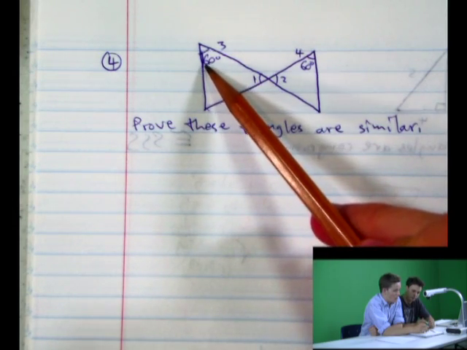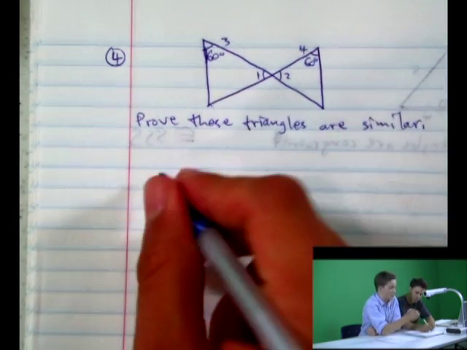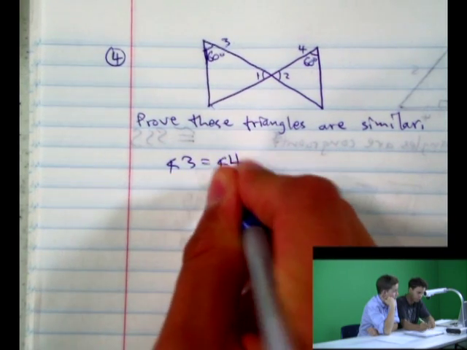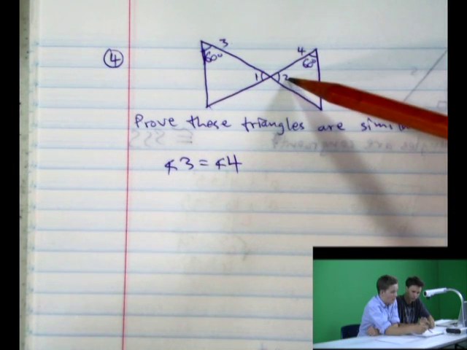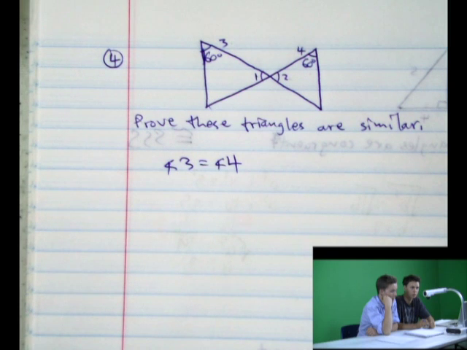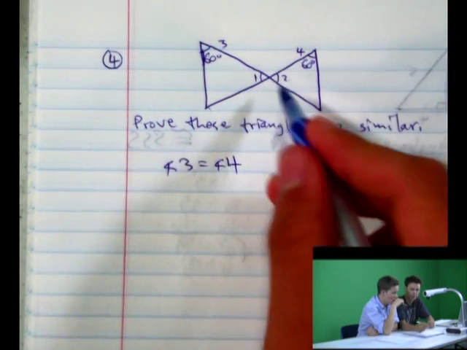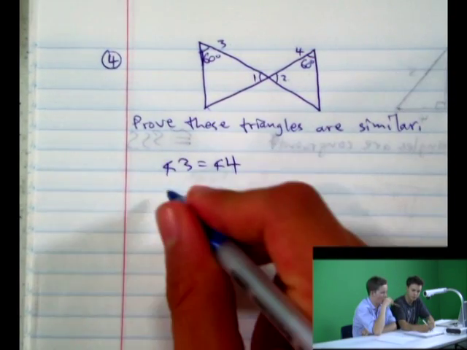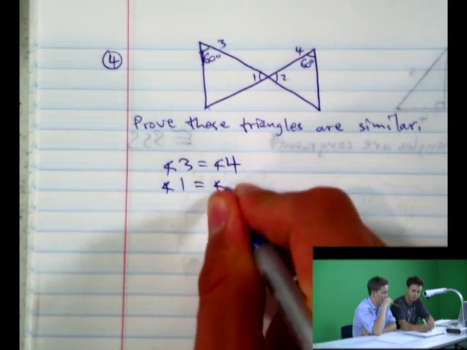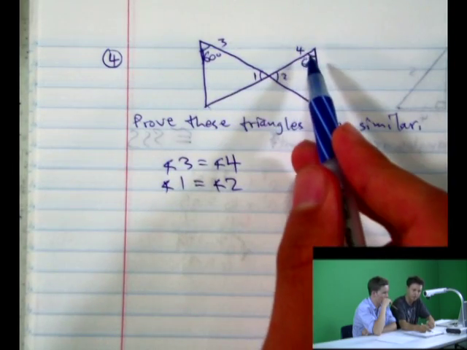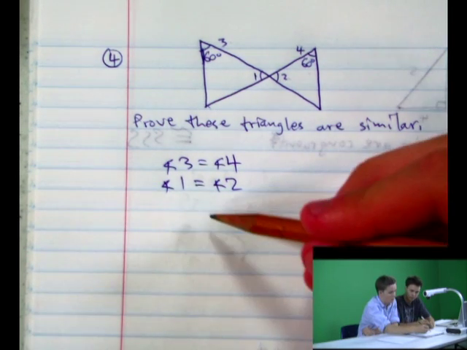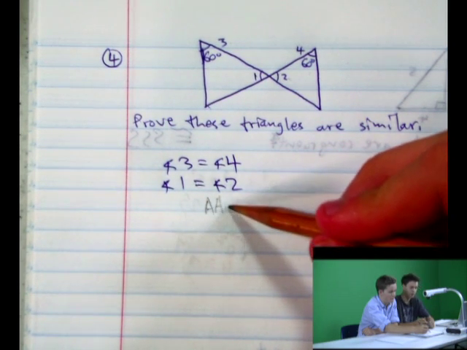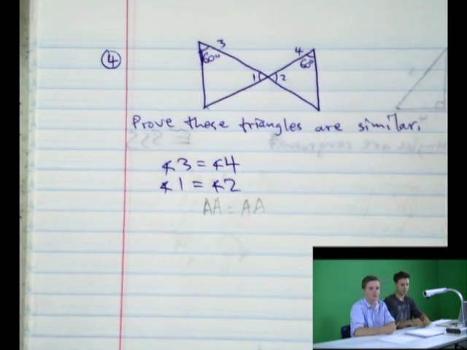Okay. Well, we already know angle 3 and 4 are equal to each other because they're both 60 degrees. And then angle 1 and angle 2, I think they're equal because they're opposite adjacent angles, right? Close. They're vertical angles, and vertical angles are always equal. So since they're vertical angles, angle 1 equals angle 2. So these 2 corresponding angles are equal, and these 2 corresponding angles are equal. So now can you prove the triangles are similar? Yeah, you can prove they're similar by angle-angle. Right. Good job. That's easy.